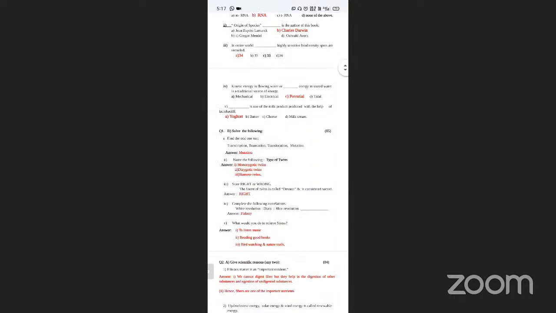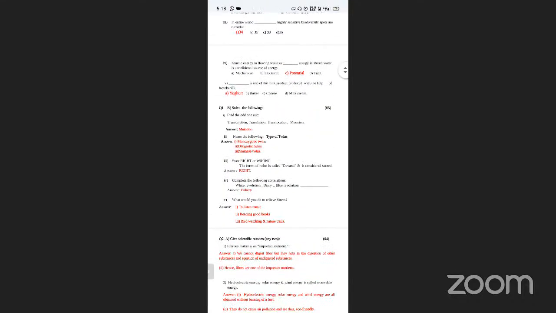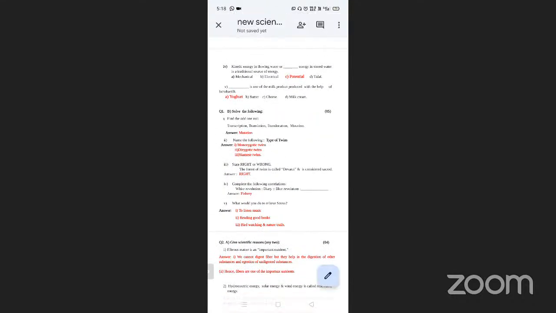So let's move to the next question, that is 1B. Solve the following. It is again for 5 marks. Here, the first question is, find the odd one out. Which one is the odd? You just remove it. First is transcription, translation, translocation, and mutation. These are given to you. You are supposed to select the odd one. So the odd one is mutation.